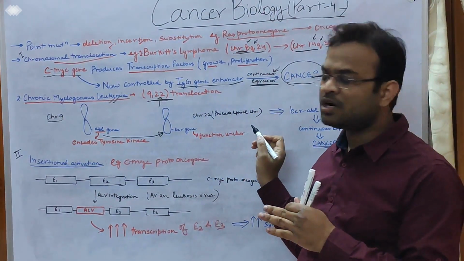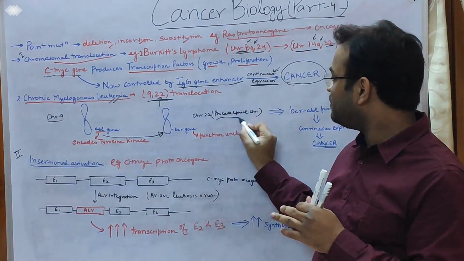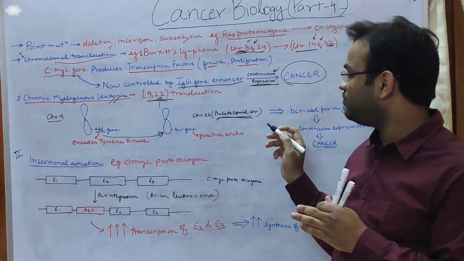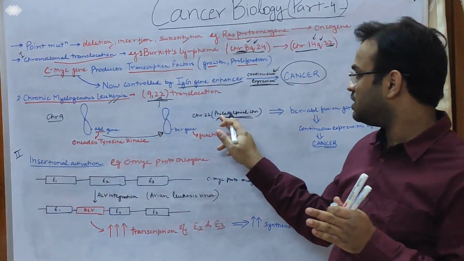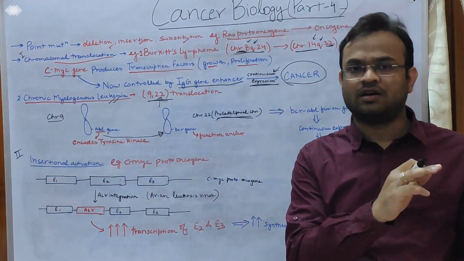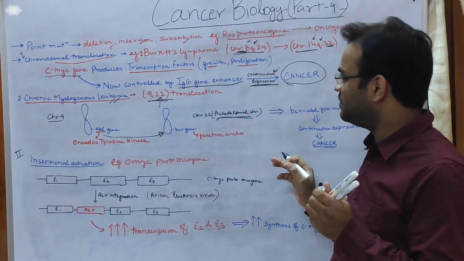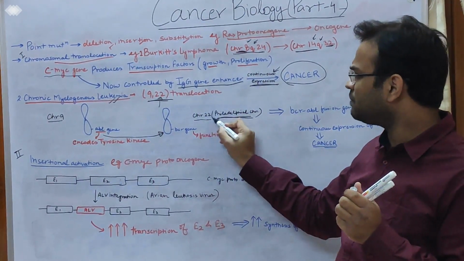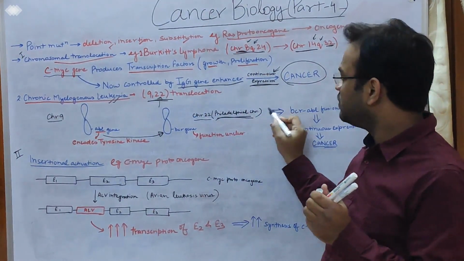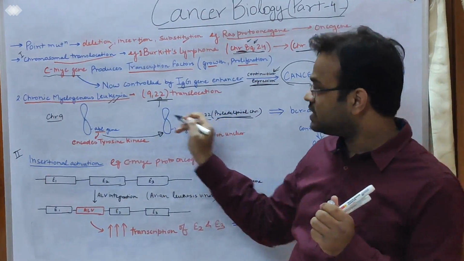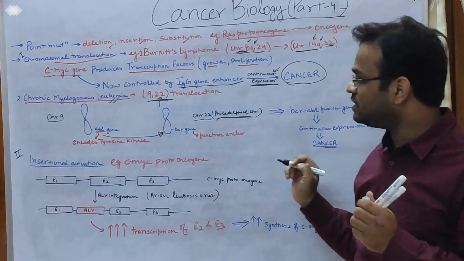What is chromosome number 22? It is the Philadelphia chromosome. We all know that the Philadelphia chromosome has been asked a number of times in previous examinations. So remember that chromosome number 22 is the Philadelphia chromosome, and this is involved in chronic myelogenous leukemia.